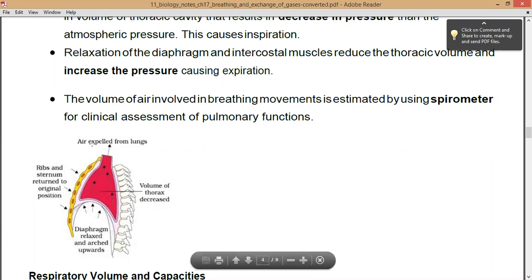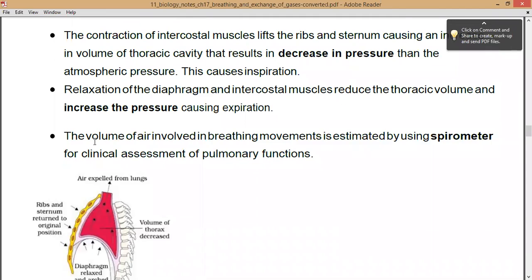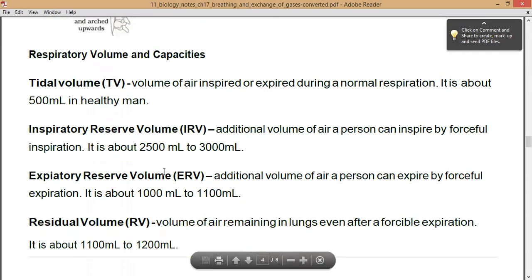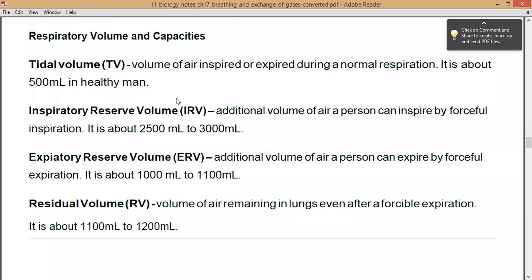So this is about the mechanism of breathing, that is, we have seen inhalation as well as exhalation, simply known as inspiration and expiration, right? Now we are going to see several respiratory volumes and capacities. This is one of the most important things. You need to remember this in a very short way, right? So tidal volume, that is simply denoted as TV.